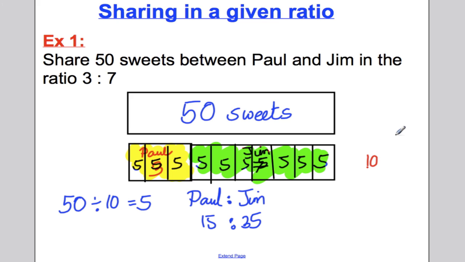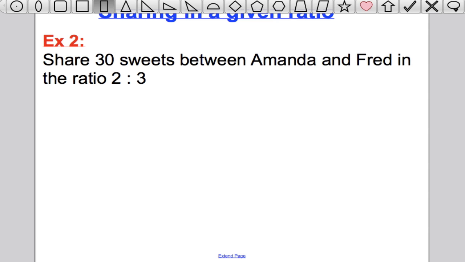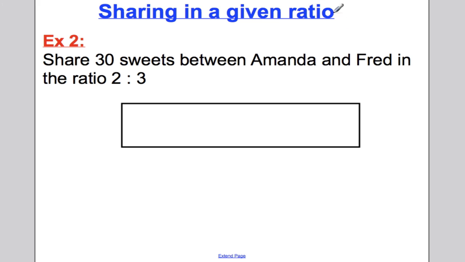Let's do one more example, just so you're fully aware. Do copy the next example in your books. So, example 2. Share 30 sweets between Amanda and Fred in the ratio 2 to 3. Remember what we said. Always draw a picture. Draw a box, and that box represents 30 sweets.